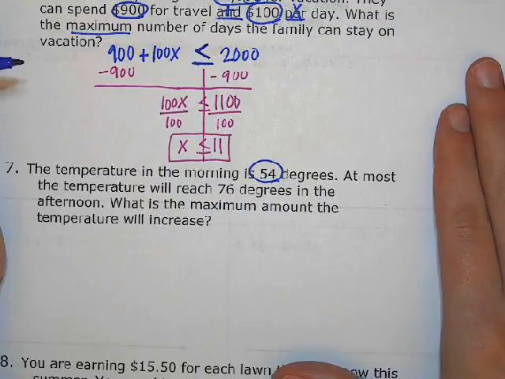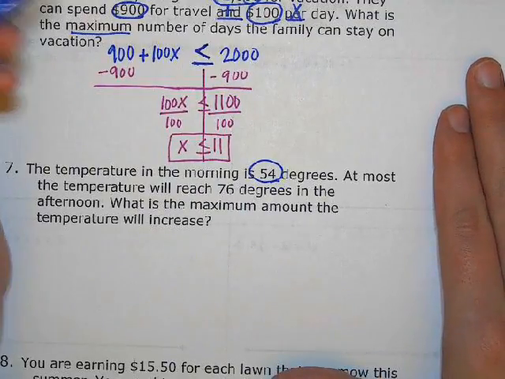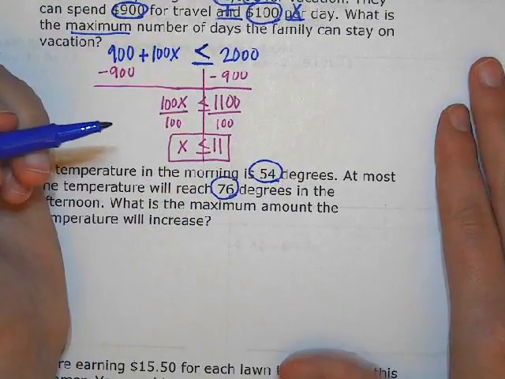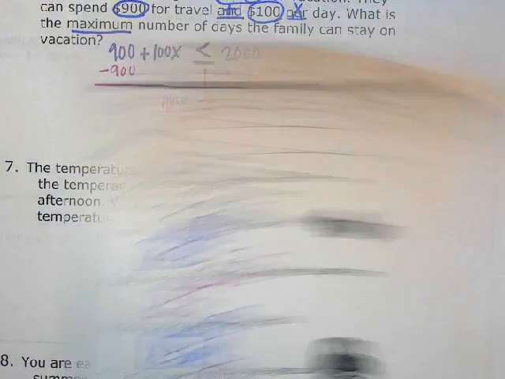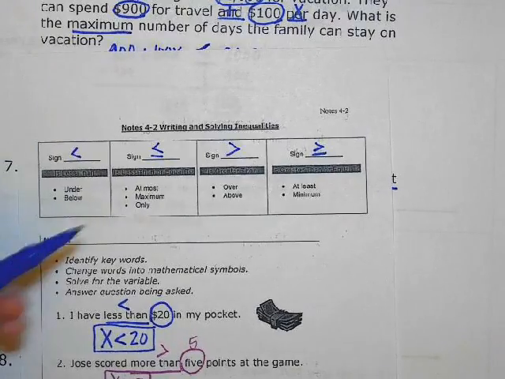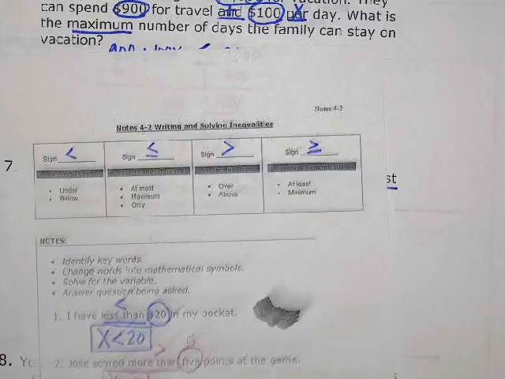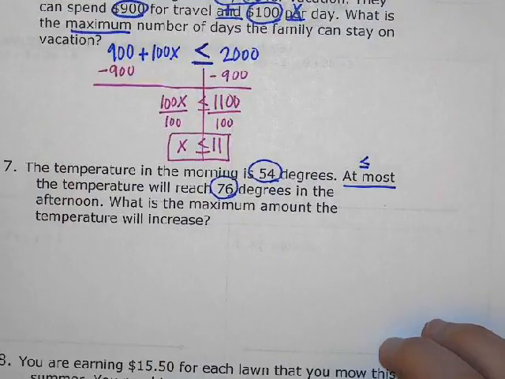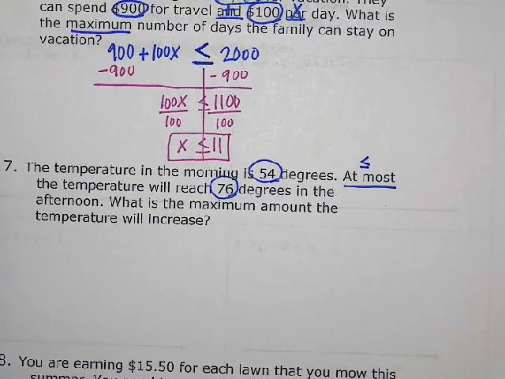At most, the temperature will reach 76 degrees in the afternoon, which would be what? 76. What else is important? At most. If you look at the front of your notes, "at most" right here is a key word, which is less than or equal to. What is the maximum amount the temperature will increase? Okay, how would I set up the problem?